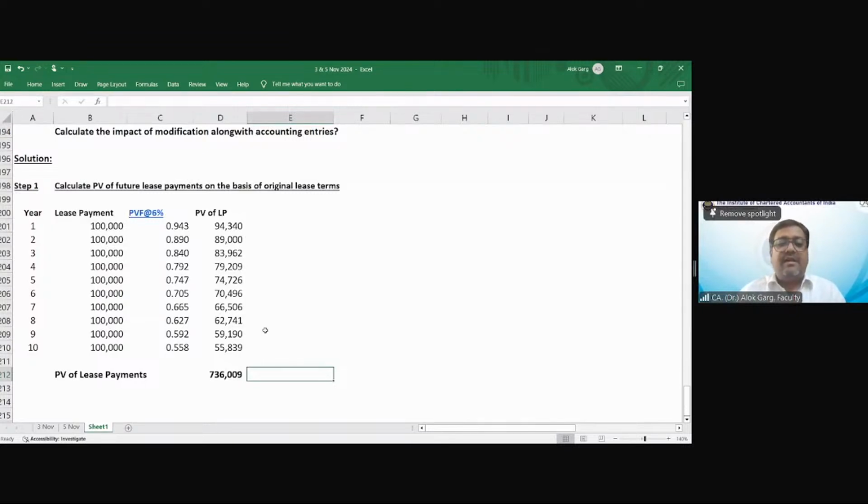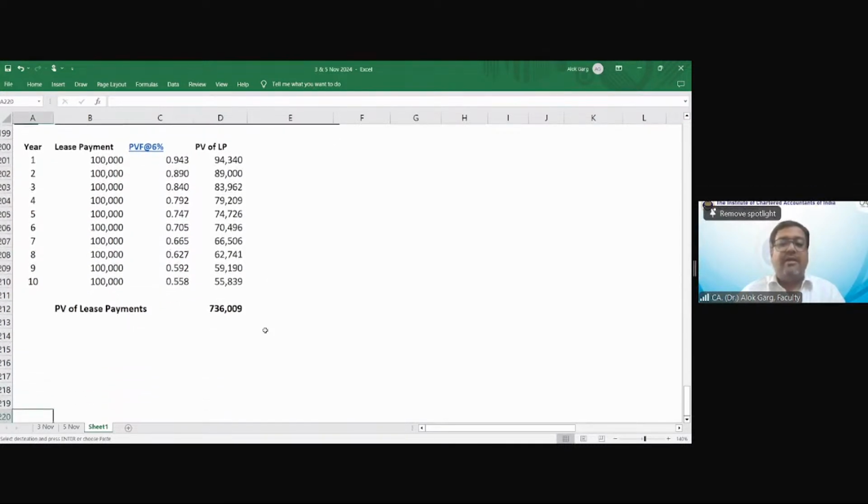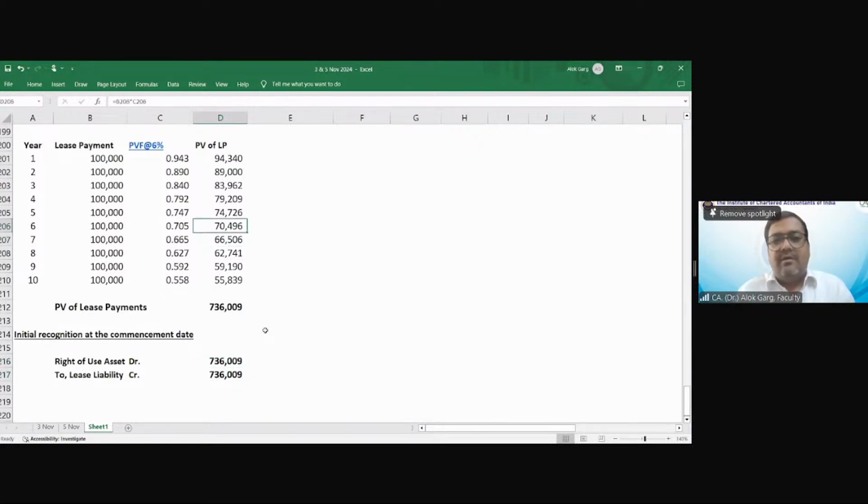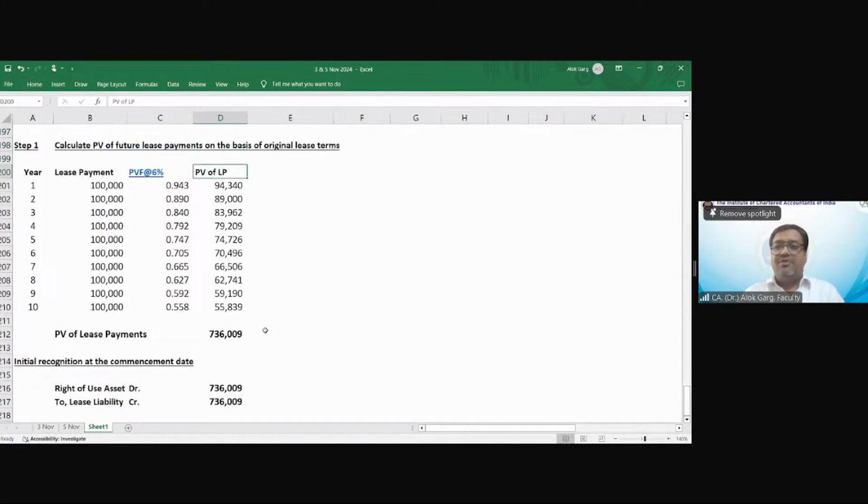What is my initial recognition at the commencement date? What will the entry be? Can you tell me the entry quickly? ROU asset to lease liability, 736,009. So on the commencement date, I have computed the lease liability, and that will be my ROU asset.